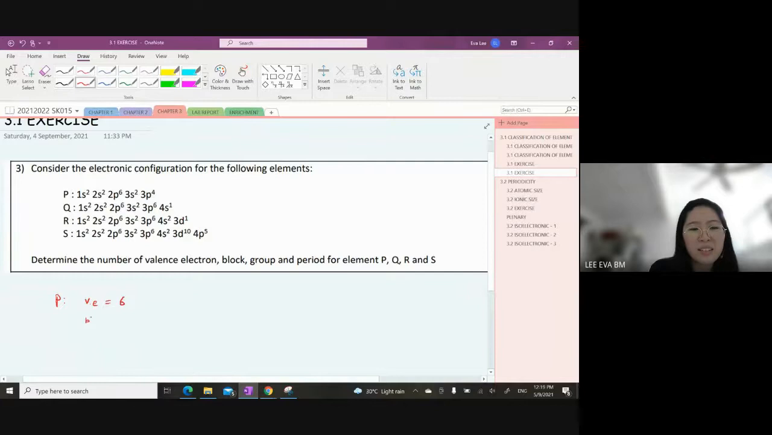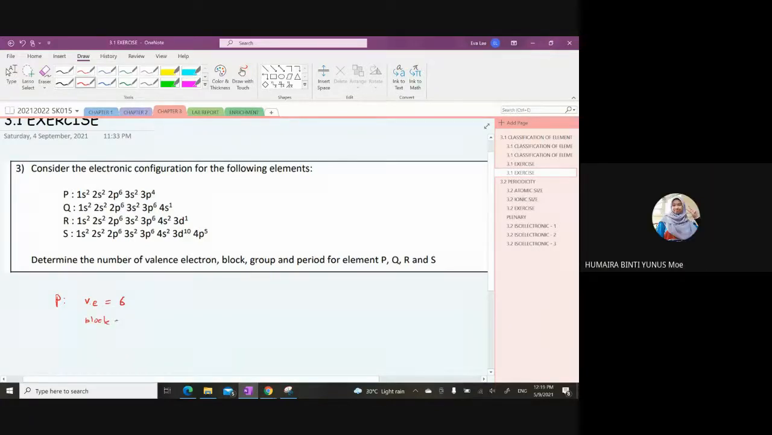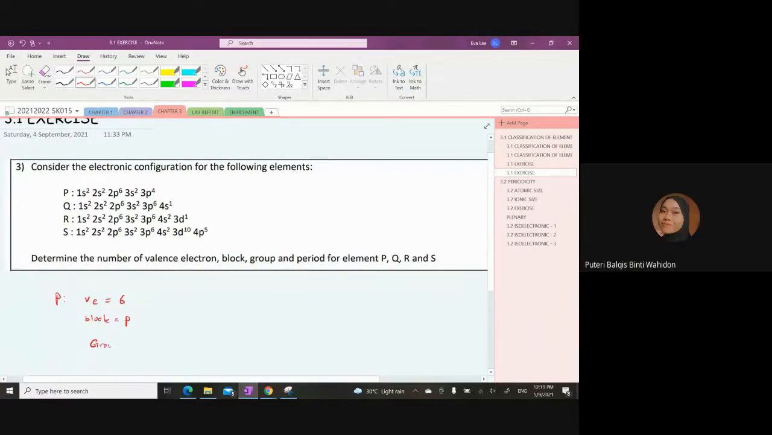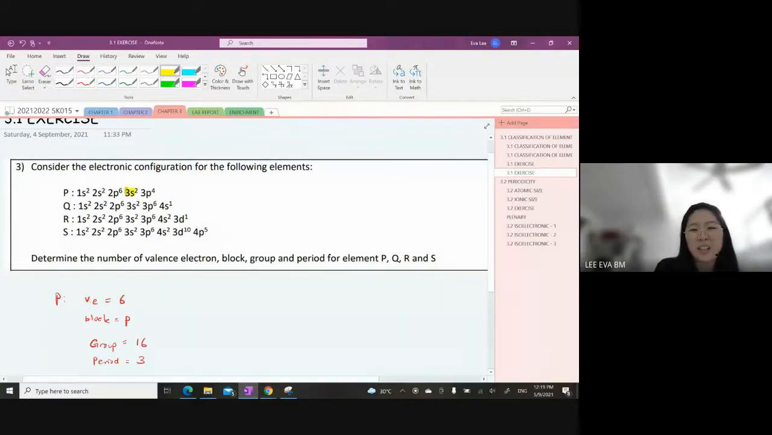How about the block? Kita ikutlah soalan. P. How about the group? 16. How about the period? 3. Kita check ya. Untuk P, this is your valence electronic configuration. So 6 valence electrons. Block P, yes, the last electron entering P. Group 16 because it's in P block. And then period 3 because the highest value n equals 3. Well done. How about Q?